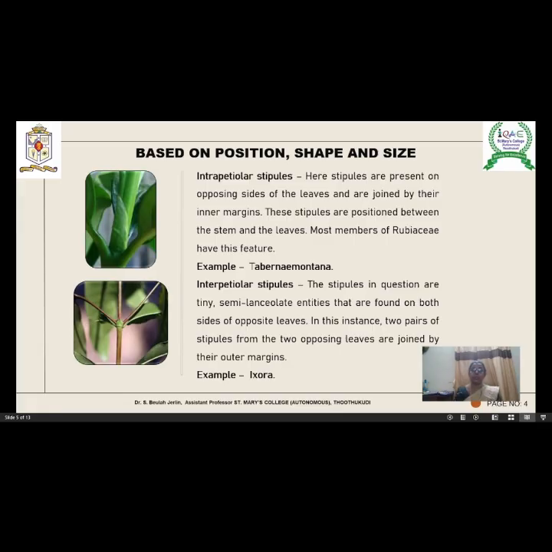Interpetiolar stipules. The stipules in question are tiny, semi-lanceolate entities that are found on both sides of opposite leaves. In this instance, two pairs of stipules from the two opposing leaves are joined by their outer margins. For example, Ixora.